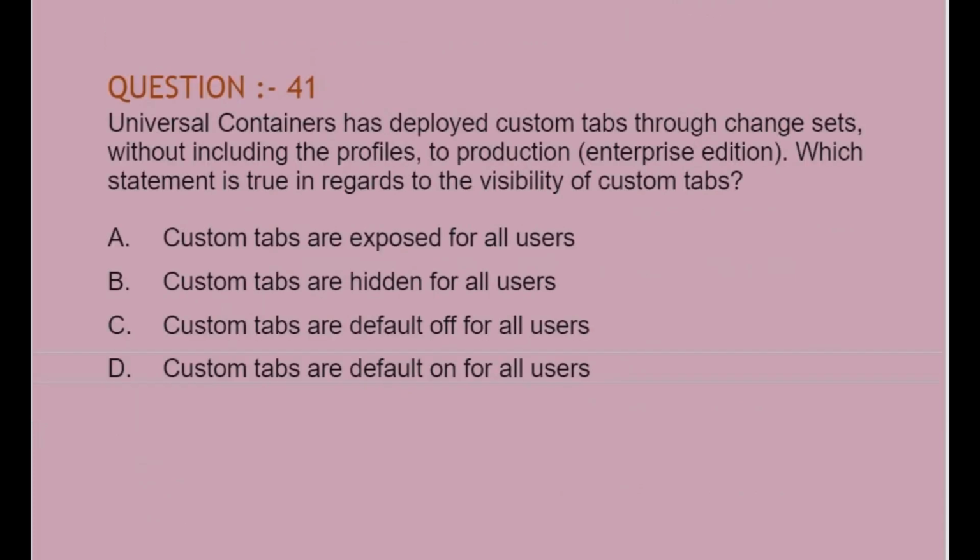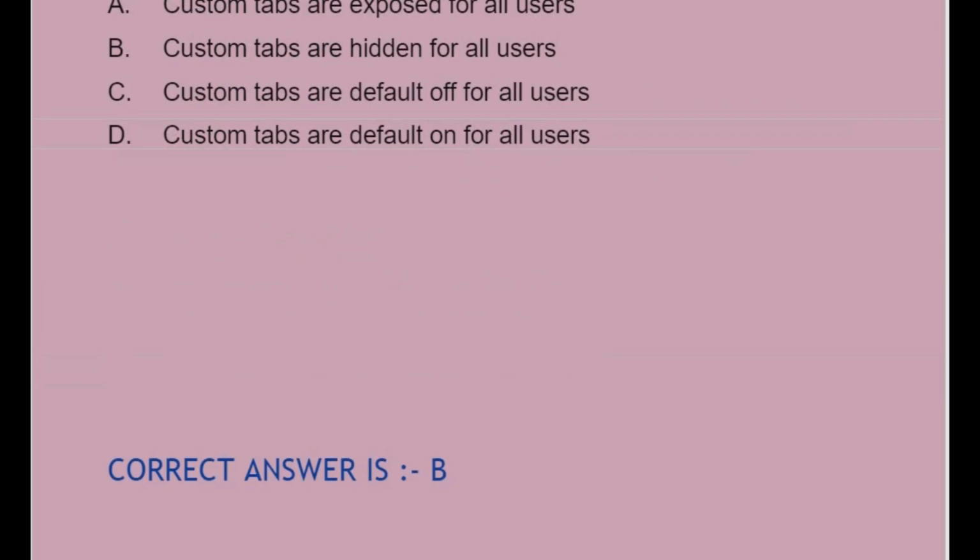Question is Universal Containers has deployed custom tabs through change sets without including the profiles to production that is Enterprise Edition. Which statement is true in regards to the visibility of custom tabs? Option A, custom tabs are exposed for all users. Option B, custom tabs are hidden for all users. Option C, custom tabs are default off for all users. Option D, custom tabs are default on for all users. Correct answer is option B.